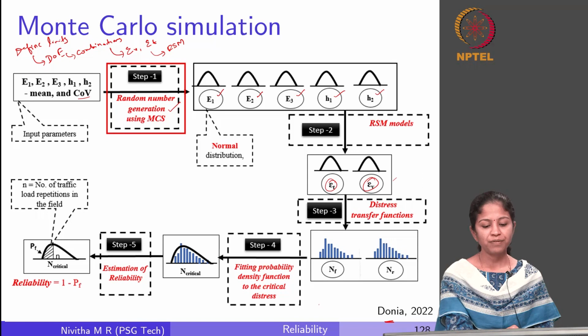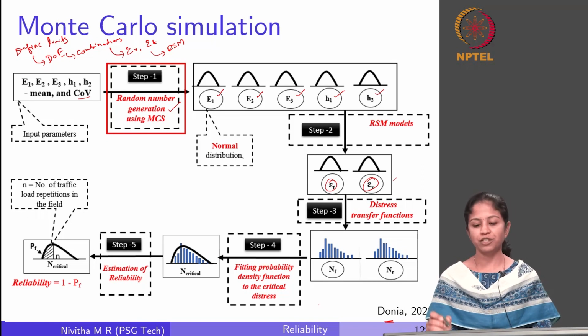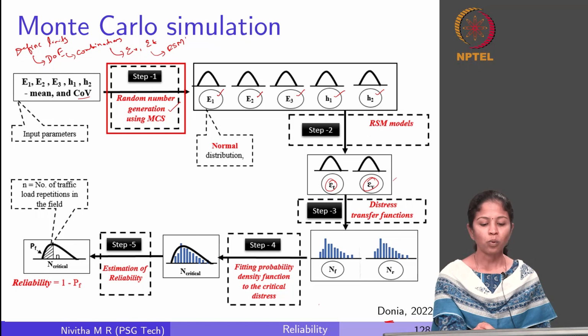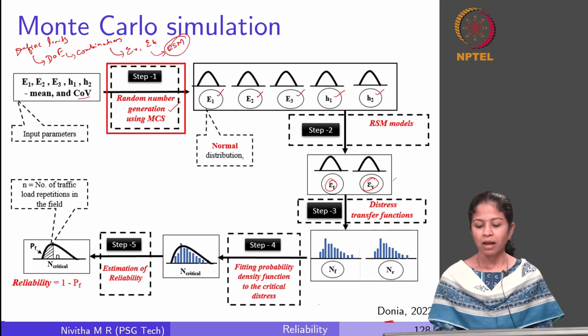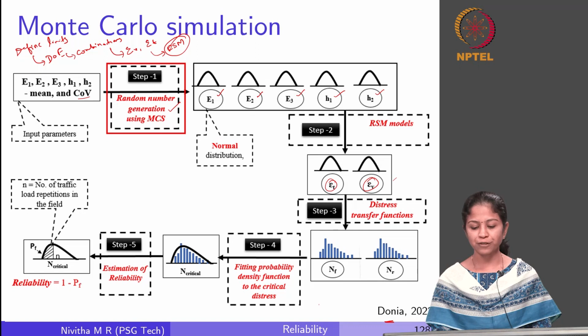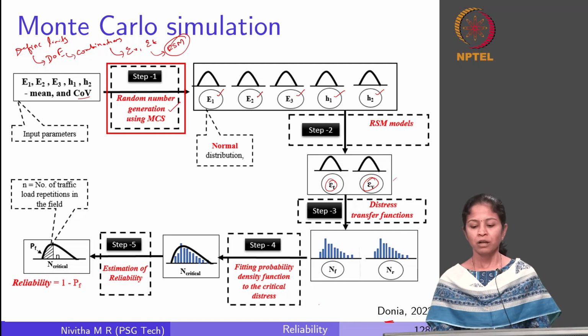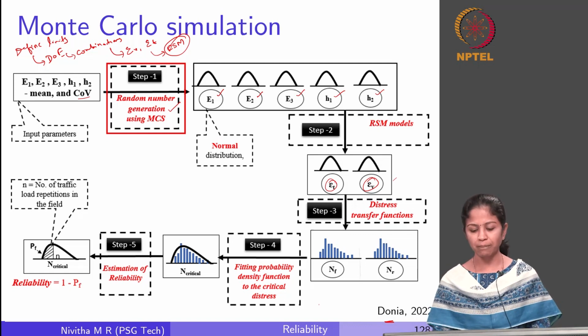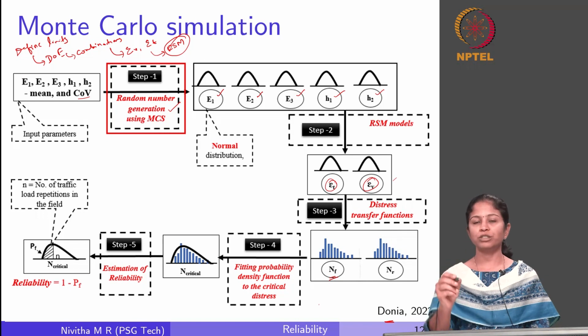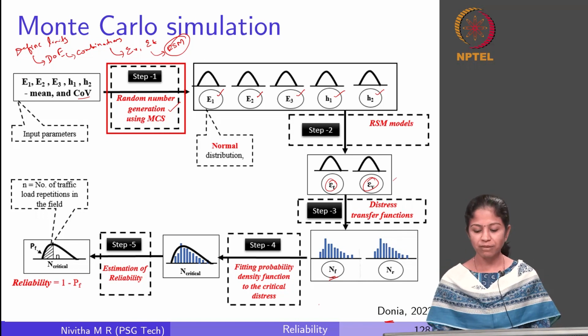So then we have the distribution for each of these input parameters. Whatever RSM model we have obtained here, we will use, and we will obtain distributions for epsilon v and epsilon t. We will be using the distress transfer function because it is an equation. Once you plug in the epsilon t and epsilon v values, we will be able to get NF and NR values. For each combination, we will also have the modulus values, right. So when we compute NF for that particular combination, we will use the modulus in that combination to compute the NF value.